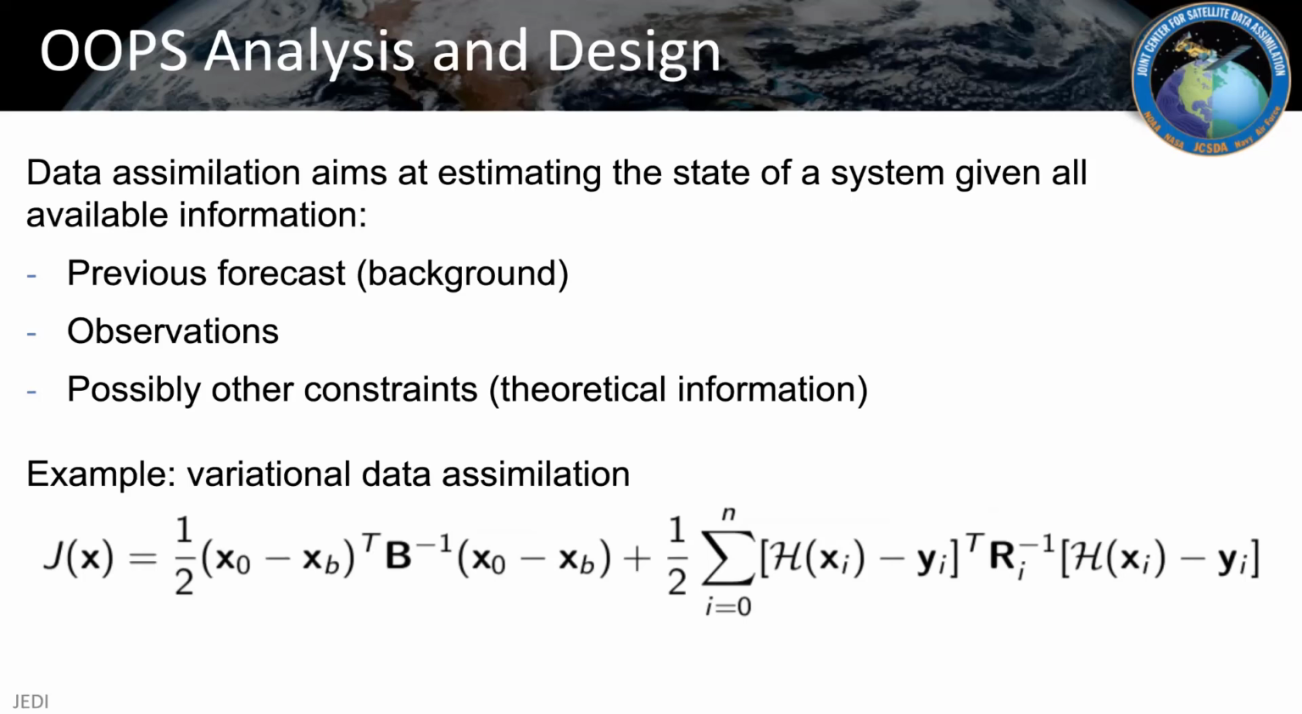So just to go back a little bit into the analysis and design that led to OOPS the way it is now. Just what I've said before, data assimilation aims at estimating the state of a system given a previous forecast, some observations, and possibly some other constraints with theoretical information like balance constraints and a few other things that you might want to include. So I've just written down an example here for variational data assimilation, and you could add extra constraints to that cost function if you want.